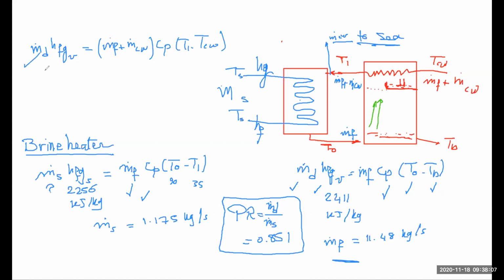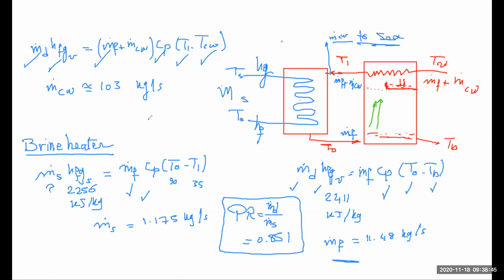I have this 1 kilogram per second of distillate, so I have this quantity. I calculated m dot feed already. CP is known. T1 is known, 35. T cooling water is 30. So I can calculate the m dot cooling water needed here. Let me see if I have this value with me. Yeah, it's about 103 kilogram per second.